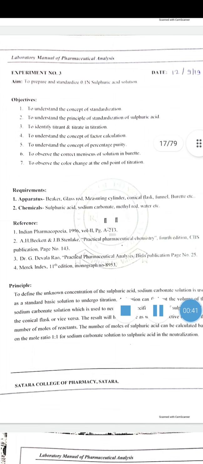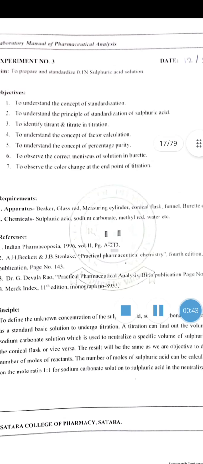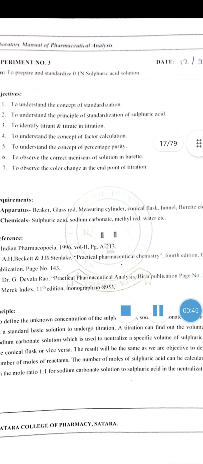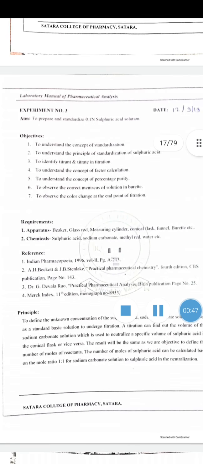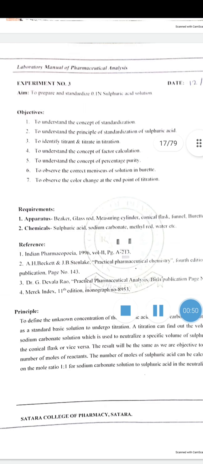Then chemicals: sulfuric acid, sodium carbonate, methyl red and water. These chemicals are used for this experiment.